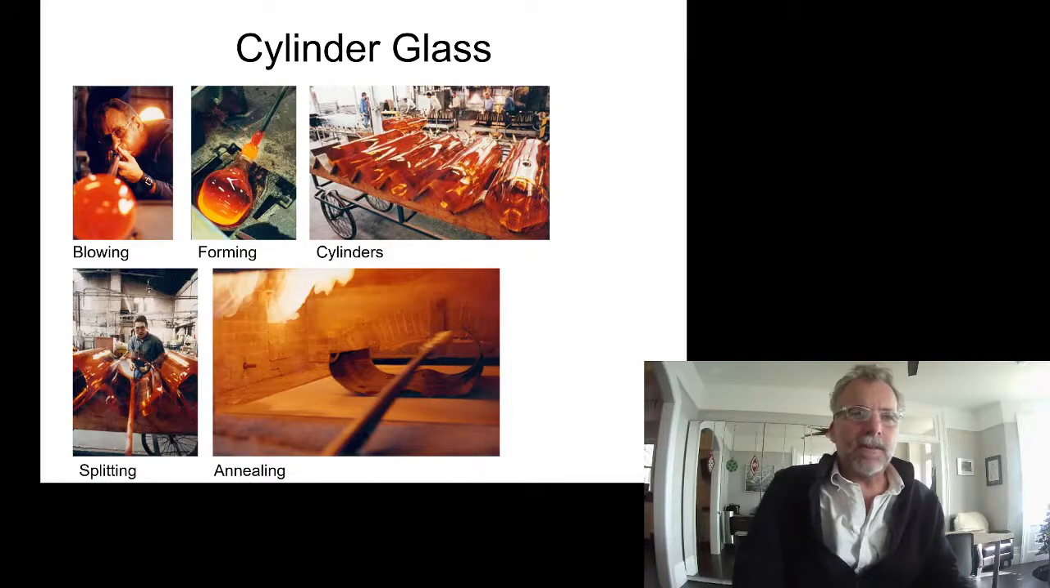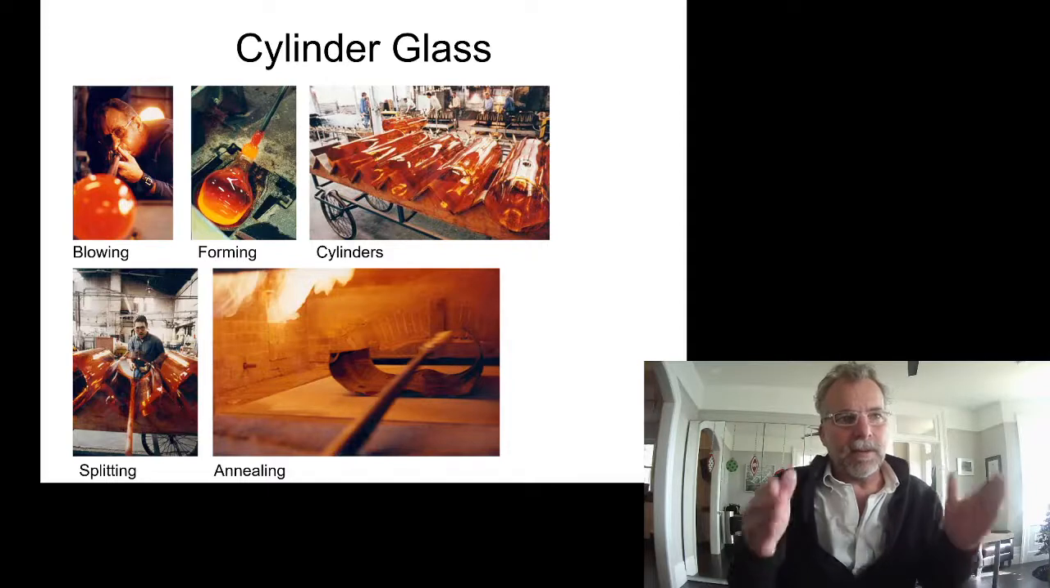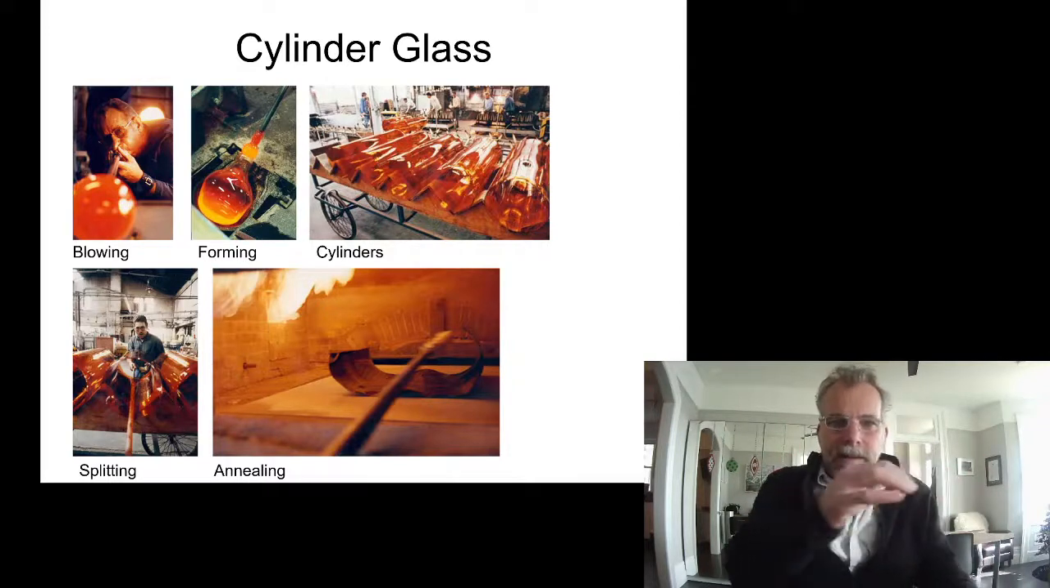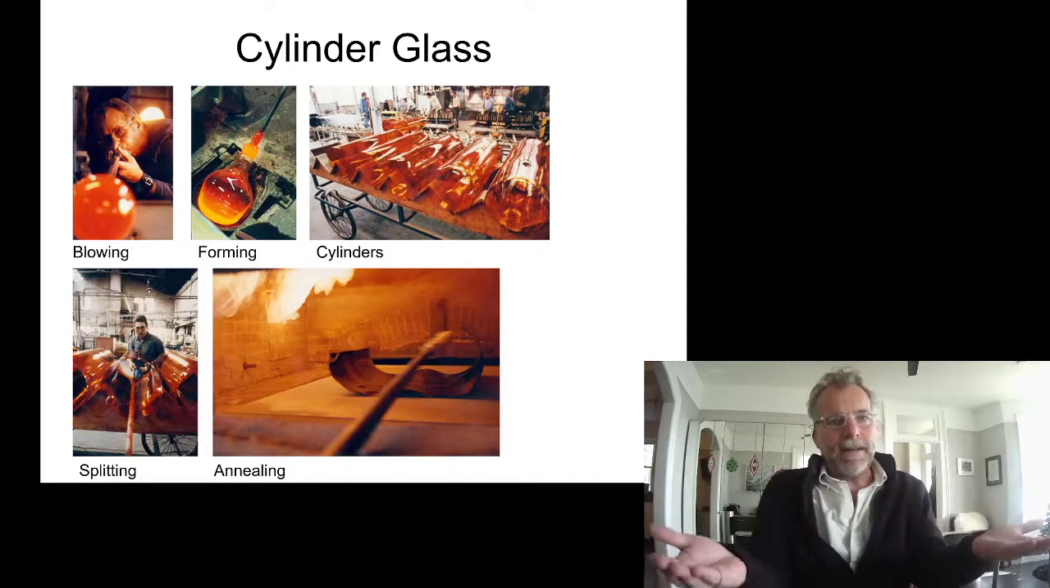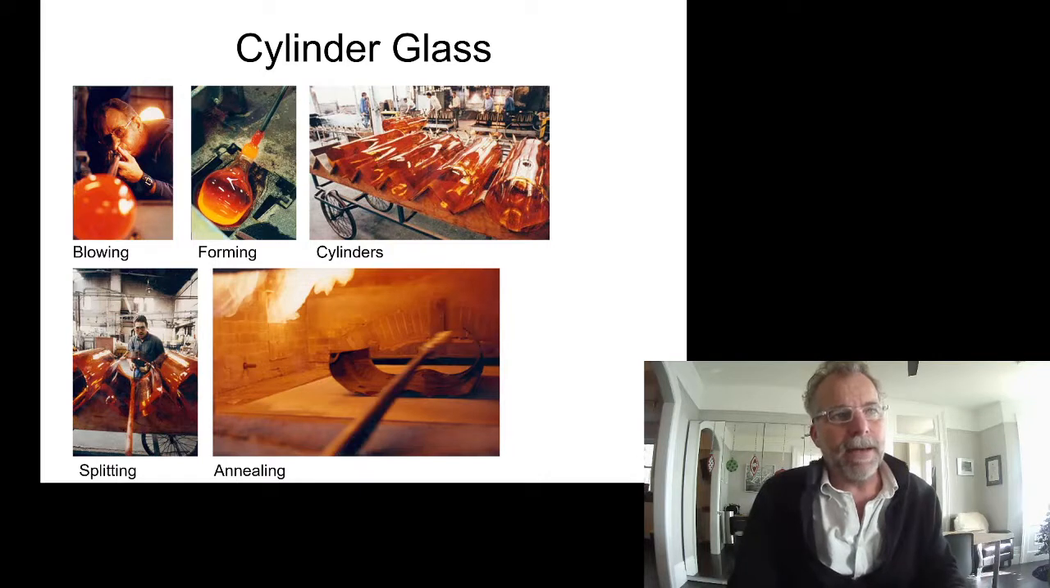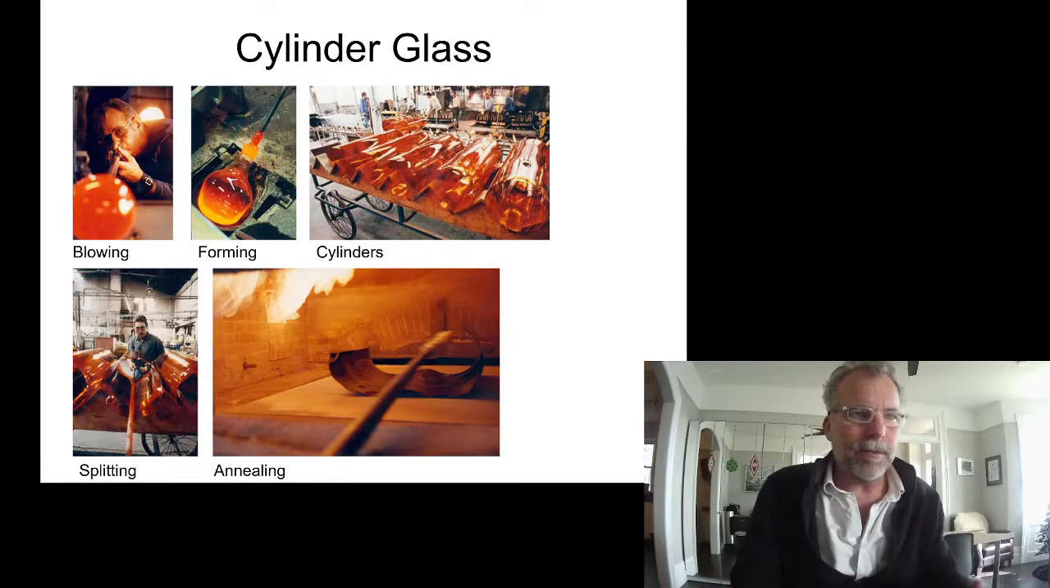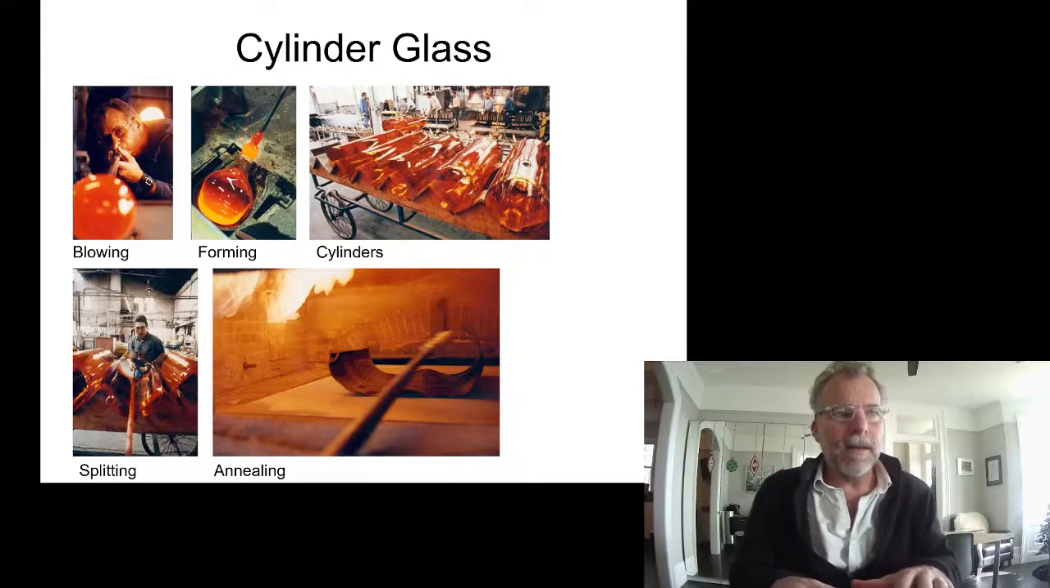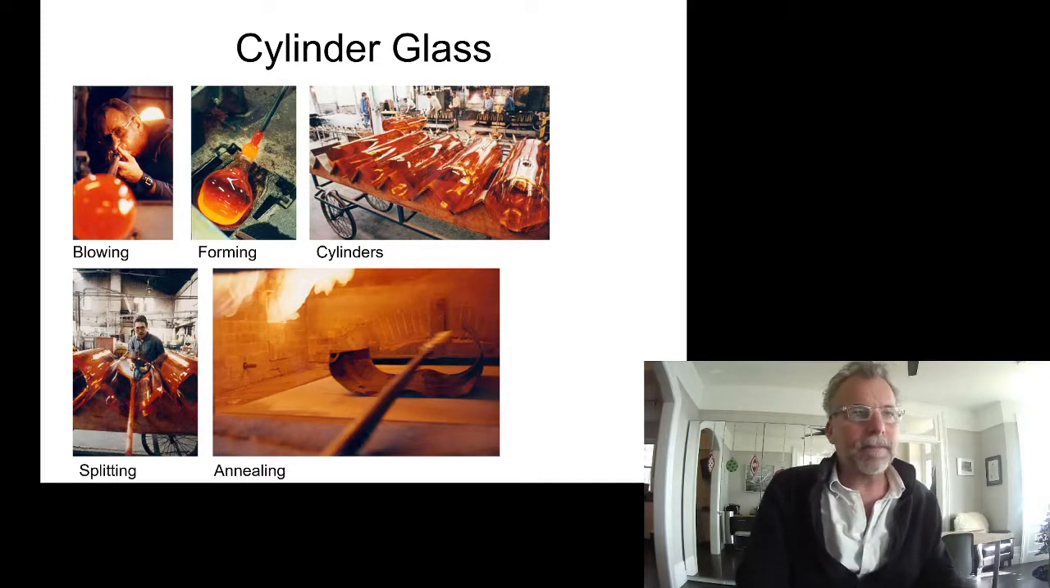And then the ends are cut off with a red hot knife. The ends of the cylinders are cut off, and it's sliced down one side. It can then be put in an annealing oven and rolled flat. And that's how we create flat sheets from cylinder glass. Obviously, you can make bottles and things as well. You don't have to cut it open, but cylinder glass is an artisanal process for making flat glass.